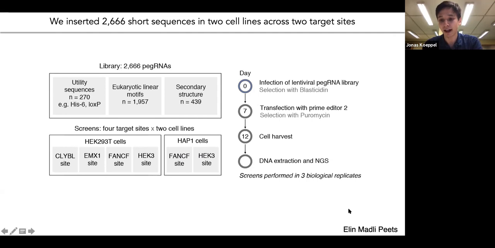And Ellen helped me a lot with those screens. Actually, I think she did more than me. She's an amazing research assistant in our lab.